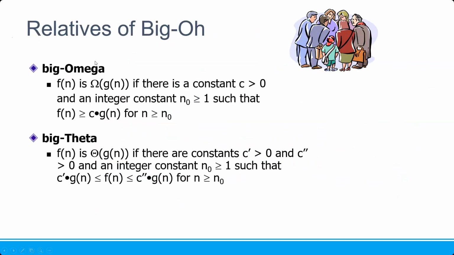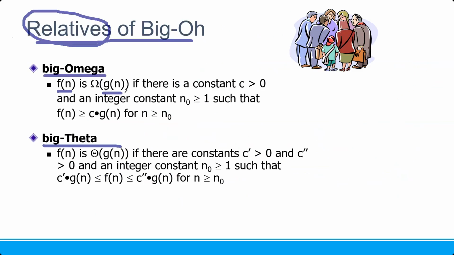There is another, we call it relatives of big O. So this relative means like the family of big O. We call it big omega and big theta. So big omega means we still use the f(n) and g(n), but we use this omega. f(n) is big omega of g(n) if there is a constant c higher than 0 and integer constant n0 higher than or equal to 1, such that f(n) is higher than or equal to c multiplied by g(n).